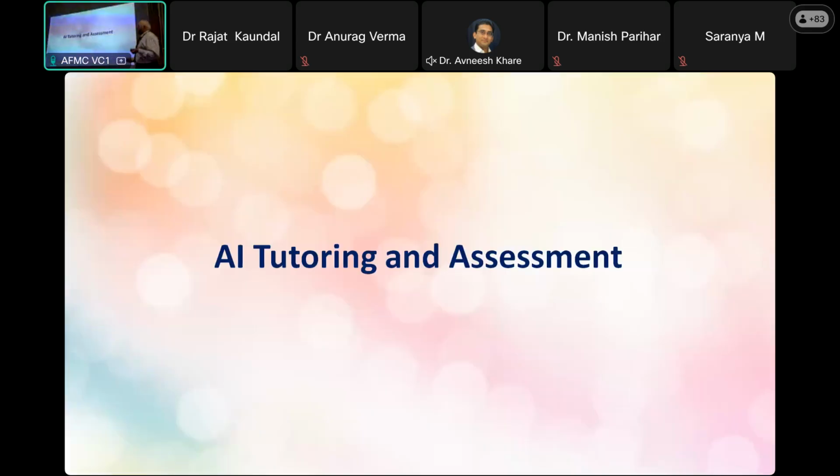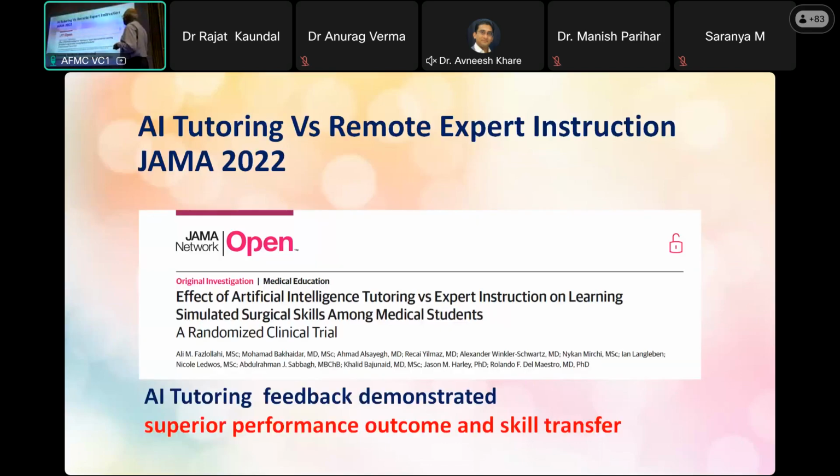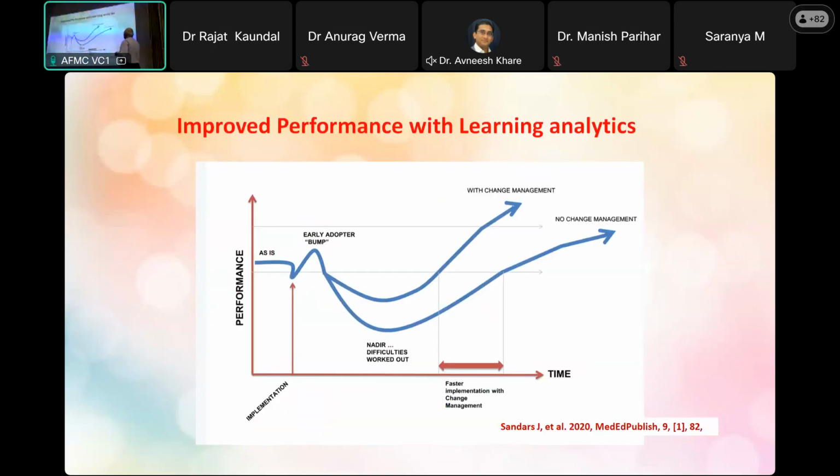AI tutoring and assessment has come in a big way now. Somebody was talking about how to use it in assessment. AI tutoring with a remote expert has become part of the whole surgery. For example, if you use AI tutoring, people achieve much more than just doing it alone.